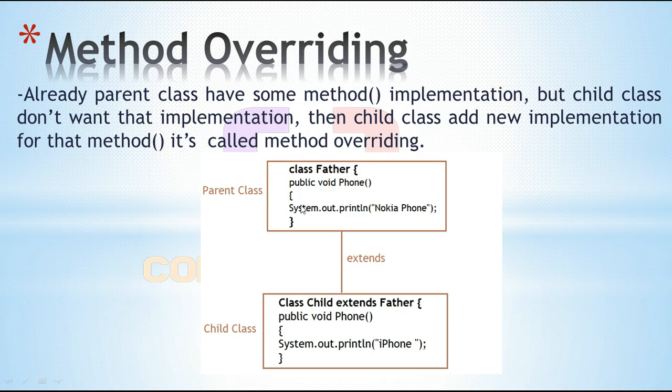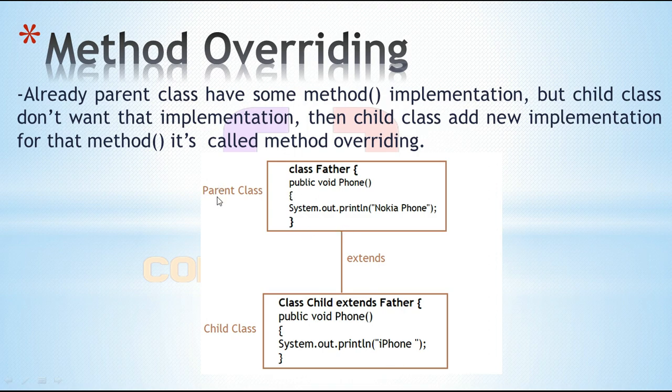You can see in this diagram, here we have a parent class. In the parent class we have a phone method. Inside the phone method, we simply print Nokia phone. Then the child extends this class. Then the child overrides that method, or you can say the child re-implements this method and adds System.out.println. Instead of Nokia phone, the child adds Apple iPhone. This is called method overriding.